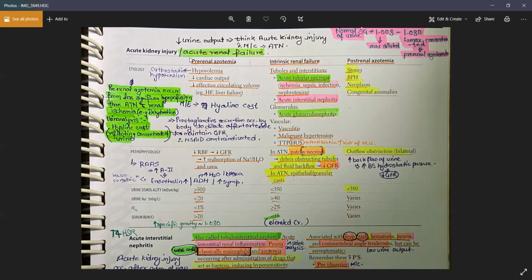So look for the symptoms of all these diseases. Look for the oliguria. Look for the high BUN creatinine ratio. Look for this high creatinine count also. Okay, you will know the patient is having a pre-renal azotemia. Any doubt, please ask.